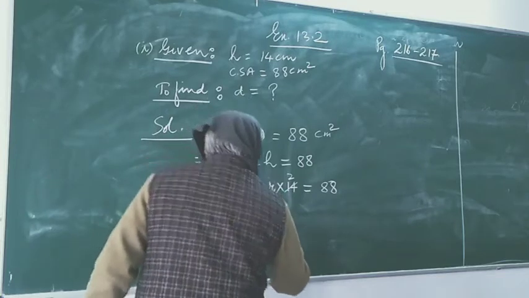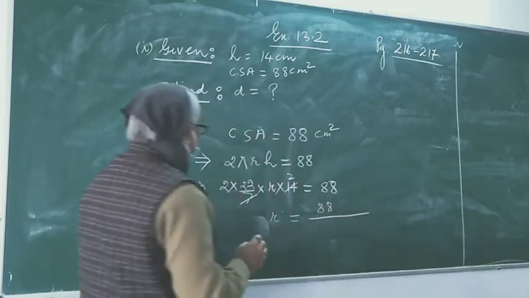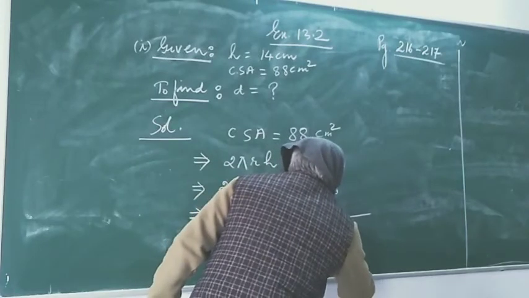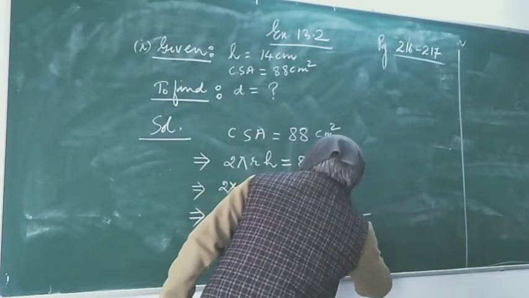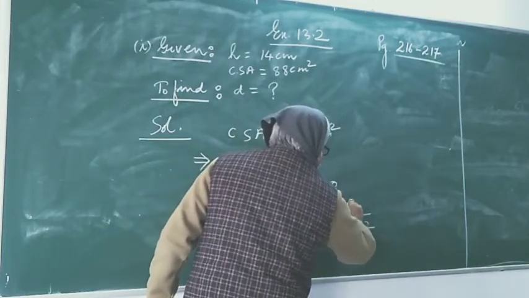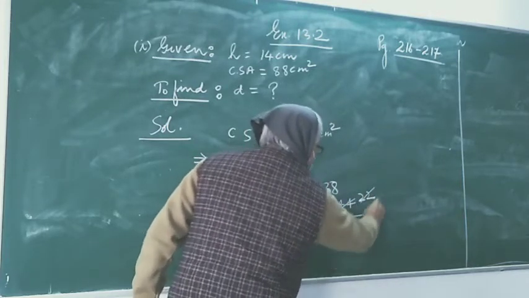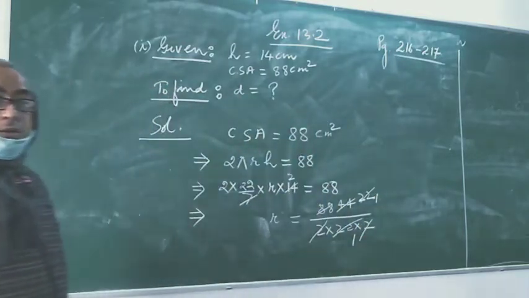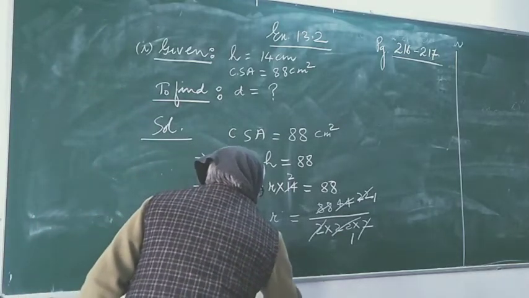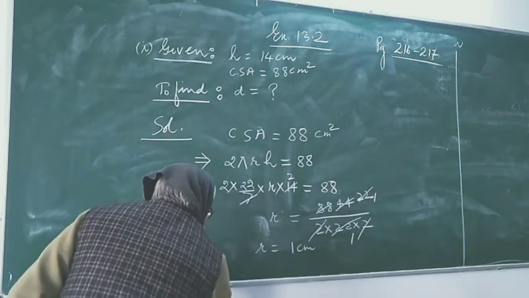Now what is remaining? r equals 88 in the numerator. In the denominator what will come? 2 into 22 into 2. So 88 divided by this 2 is 44. By this 22 it is 2, and by this 2 it is 1. So the value of r is 1 centimeter.